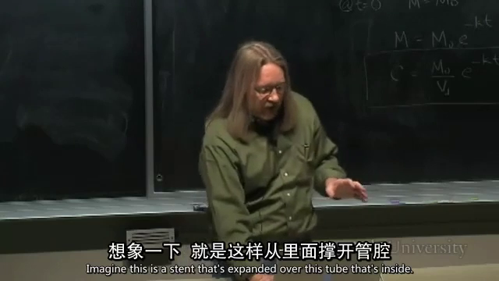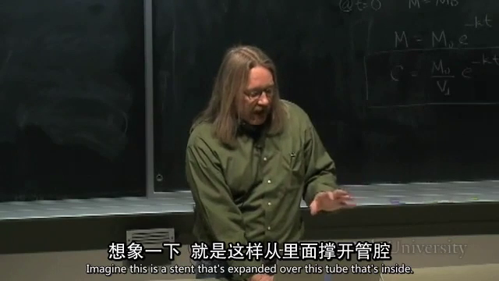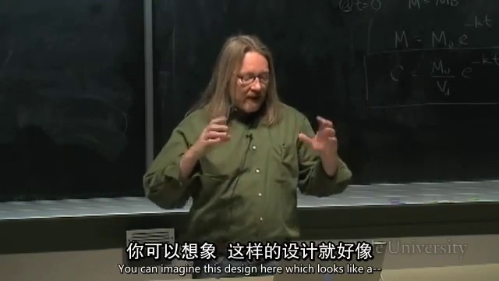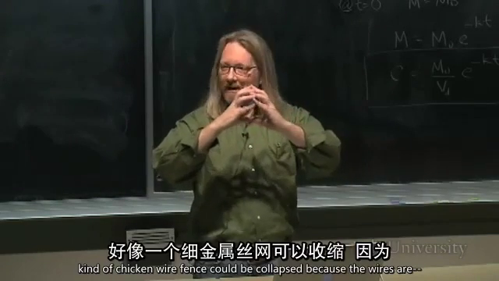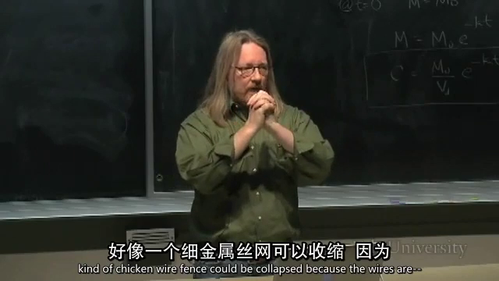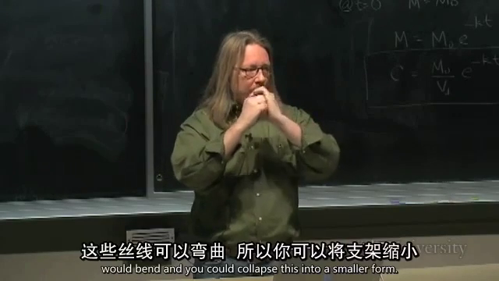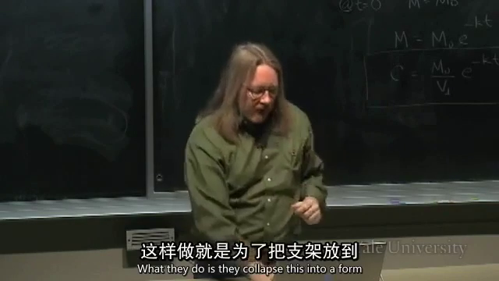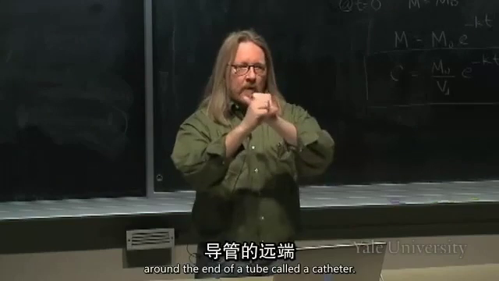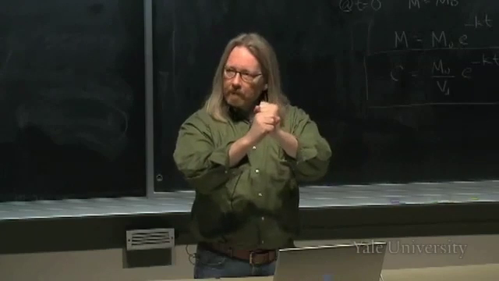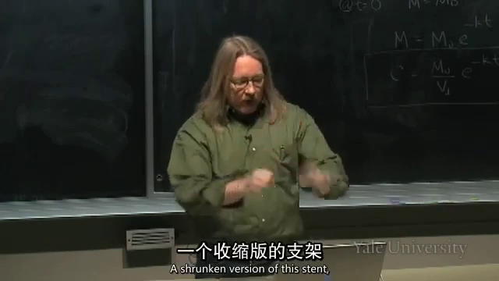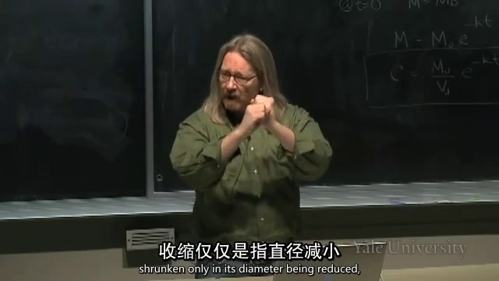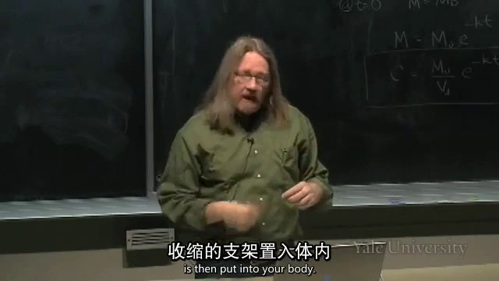And imagine this is a stent that's expanded over this tube that's inside. But you can imagine this design here, which looks like a kind of chicken wire fence, could be collapsed, right? Because the wires would bend, and you could collapse this into a smaller form. So what they do is they collapse this into a form around the end of a tube called a catheter.